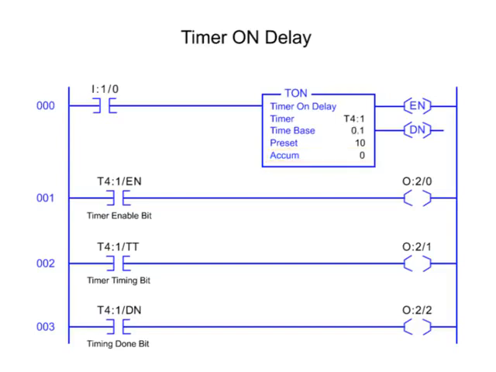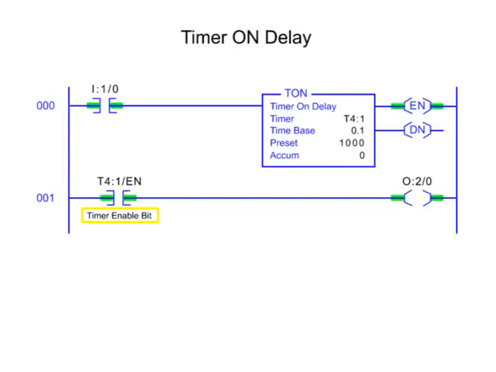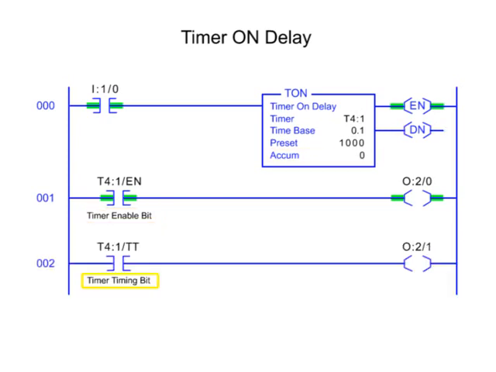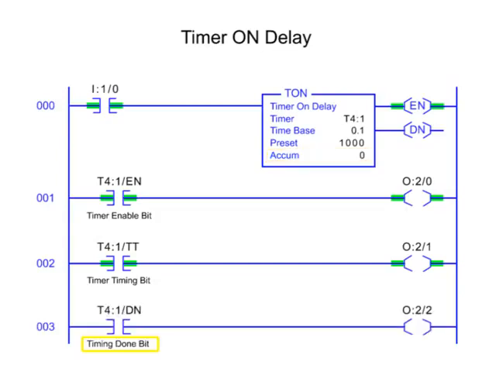For timer instructions, 3 control bits are available for programming use. Timer enable bit status is true when the timer instruction is true. Timer timing bit status is true when the timer is timing and the accumulated value is changing. Timer done bit status is true when the accumulated value meets the preset value.